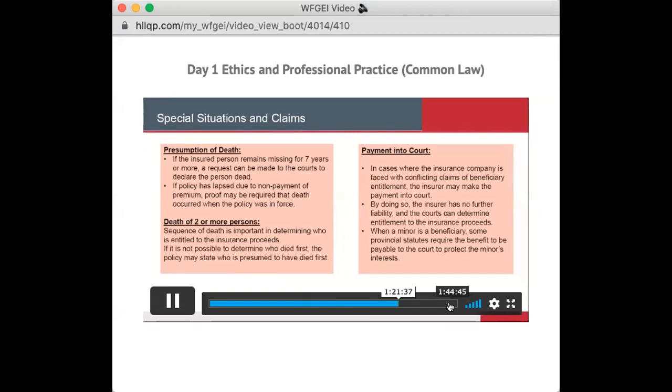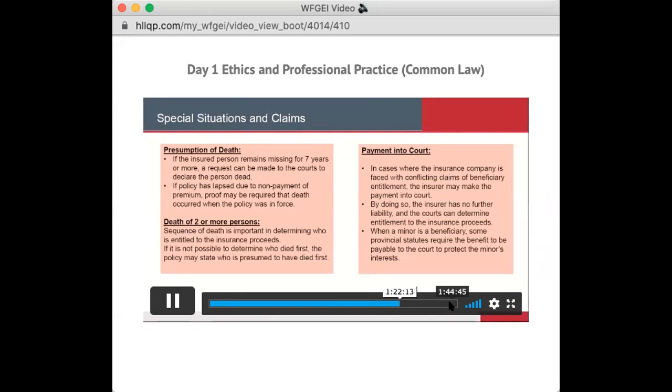Now, sometimes what happens is 2 or more people could in fact be dead at the same time. So, in other words, sequence of death is important in determining who's entitled to insurance proceeds. If it is not possible to determine who died first, the policy may state who's presumed to have died first. So most of the time, most companies will assume that the beneficiary died first. That's the usual rule, that if we cannot establish who died first, then it is presumed that the beneficiary has died first, and therefore the money will be paid to the insured's estate.